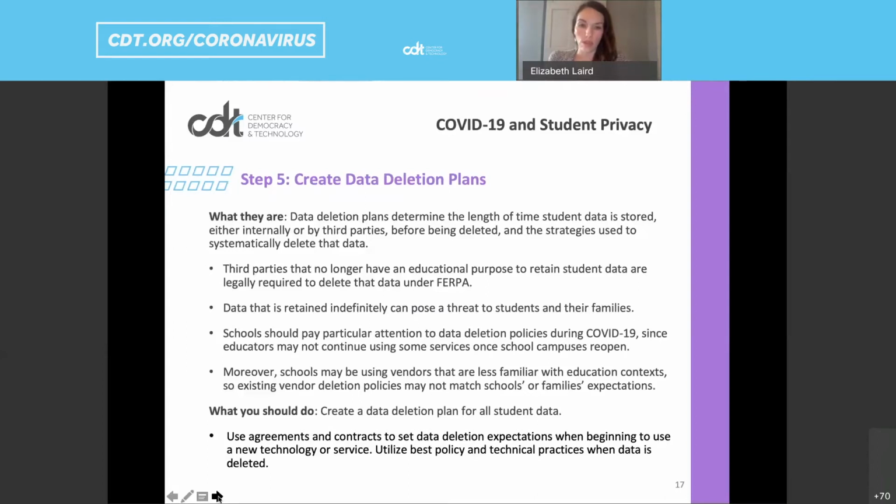And again, this comes back to having that expectation clear at the beginning, which you can document in an agreement, but also making sure you're employing the best policy and technical practices when that data is actually being deleted. It's not as easy as dragging a file to your desktop, as much as I wish that was true.